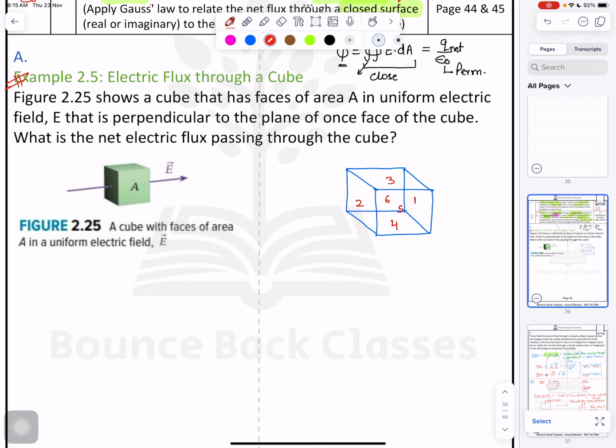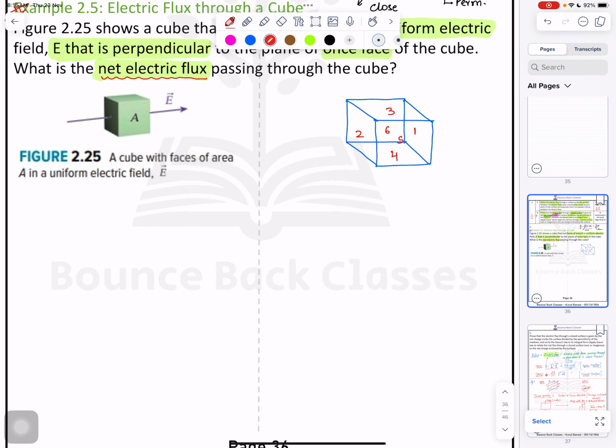Okay, now what he's exactly telling us: show that the cube has faces of area A, all the same area. Uniform electric field means E remains the same. E is perpendicular to the plane of one face of the cube. What is the net electric flux passing through the cube? Guys, what is the net flux? This is the major point. Net electric flux. How many faces? Simple question, very simple. How many faces?